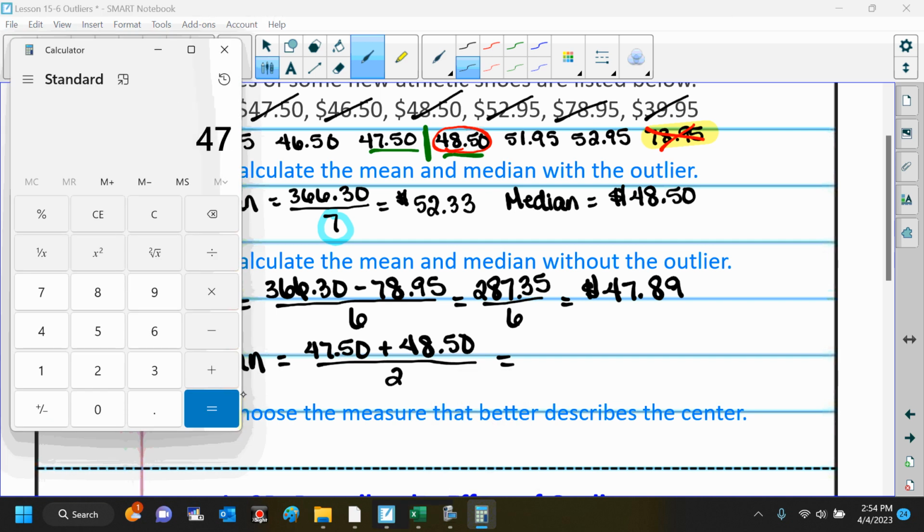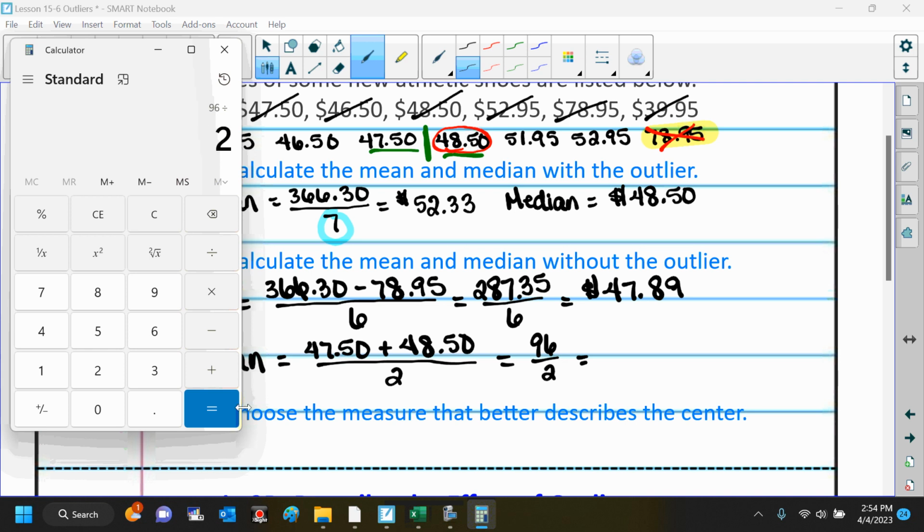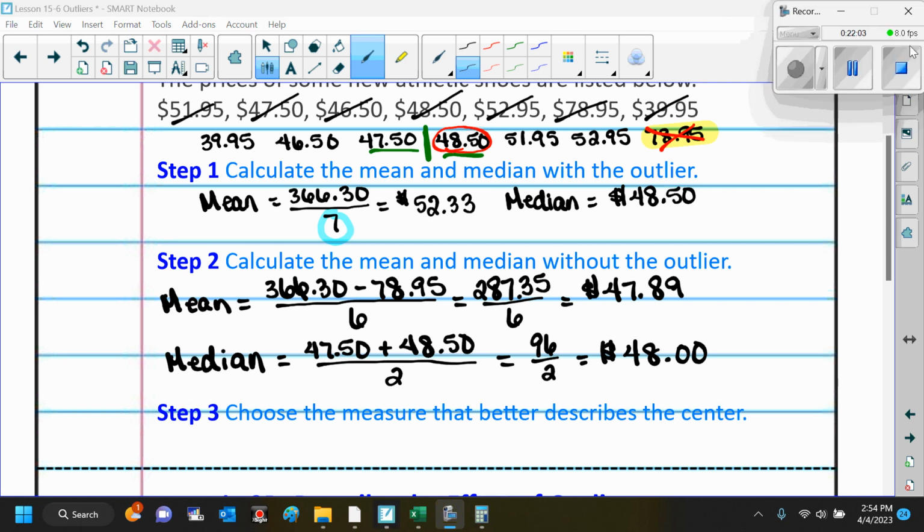That's $47.50 plus $48.50. That gives us $96. And then we're going to divide that by 2. That's going to give us $48. There you go. Now, step 3 is to choose the measure that best describes the center of the data.